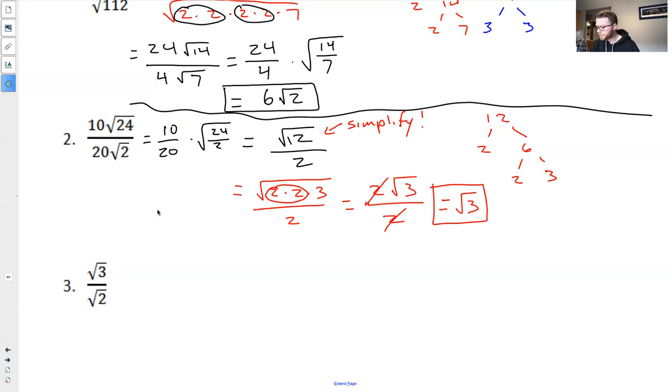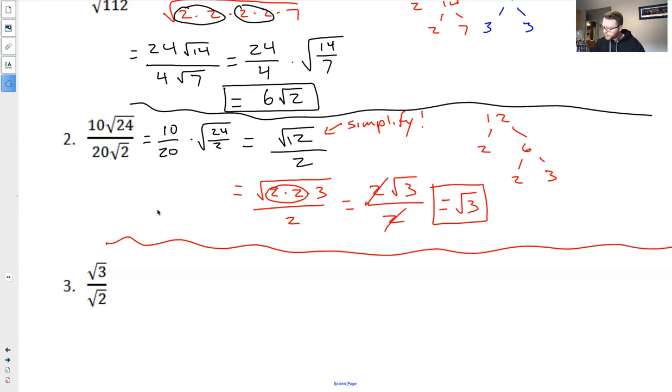Okay, and again, just make sure we always put our answer in fully reduced terms. Okay, so root 2 divided by root 3. If we do this, we will get not a whole number. So we need to first rationalize the denominator. It's already in lowest terms, right? So we'll multiply the numerator and the denominator by root 3.